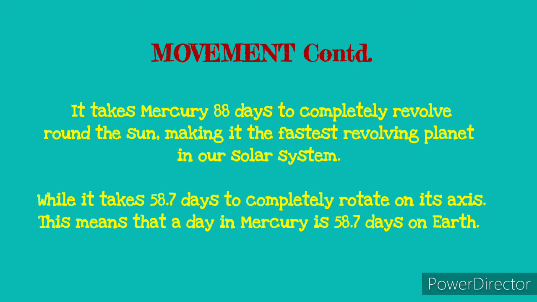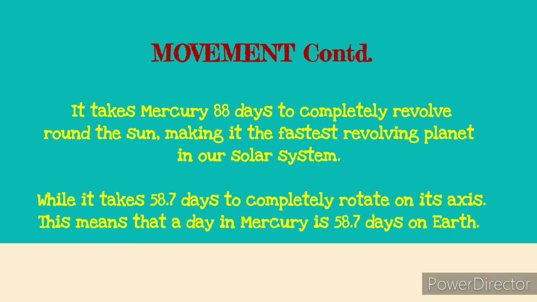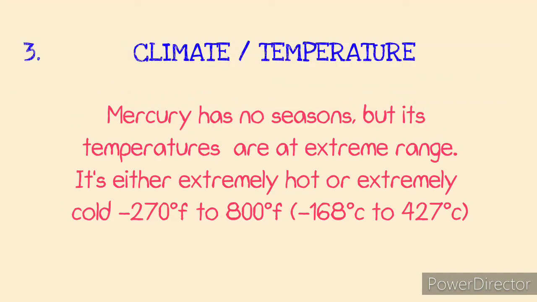Although Mercury revolves very fast round the Sun, its rotation is actually much slower. It takes 58.7 days for Mercury to complete one rotation on its axis. This means a day in Mercury takes 58.7 days on Earth. At number 3, we'll be looking at the climate of Mercury.